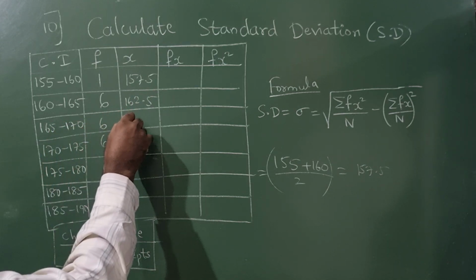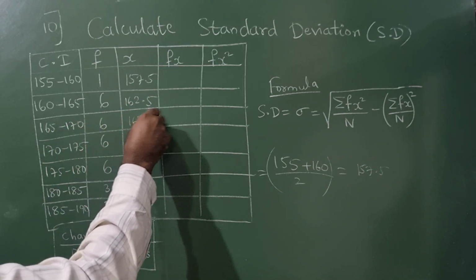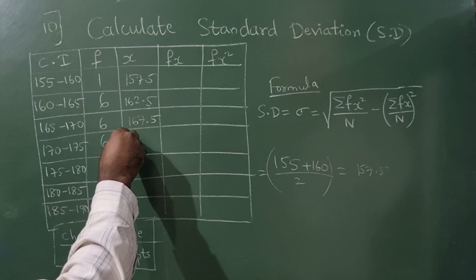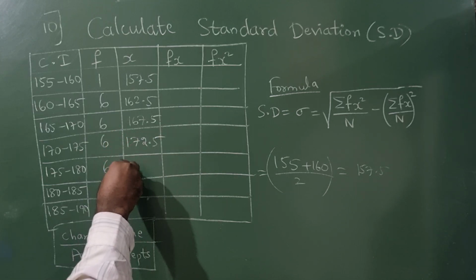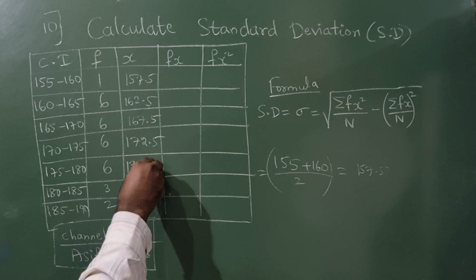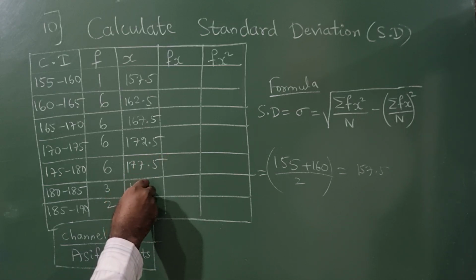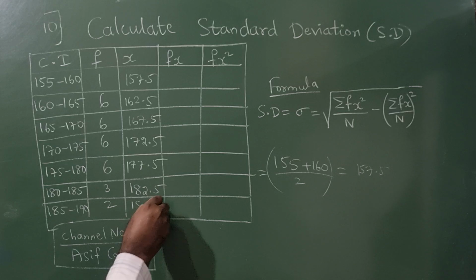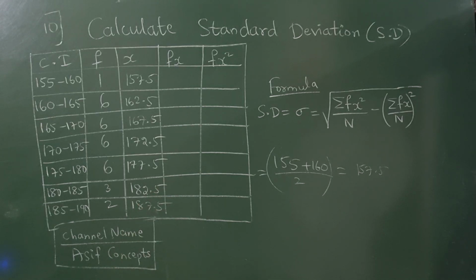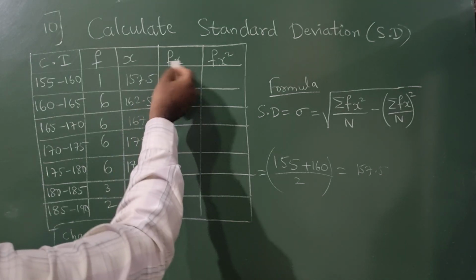Next will be 167.5 and 172.5, 177.5, 182.5, 187.5. Okay, now next column is fx.